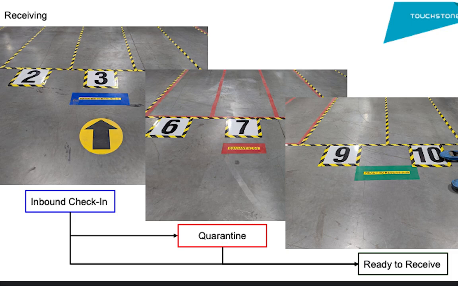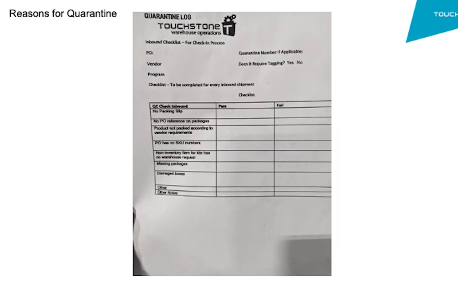Some of the reasons quarantines happen: this is their checklist of items that they look at. If there's no packing slip, they don't know what the PO is for or what item it's for, so it's going to get put into quarantine.